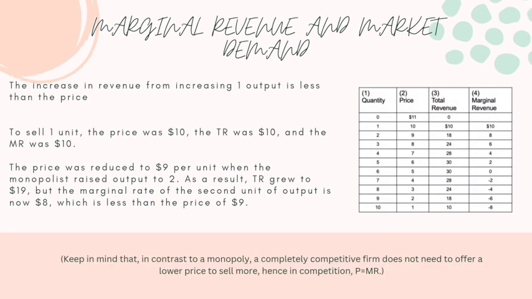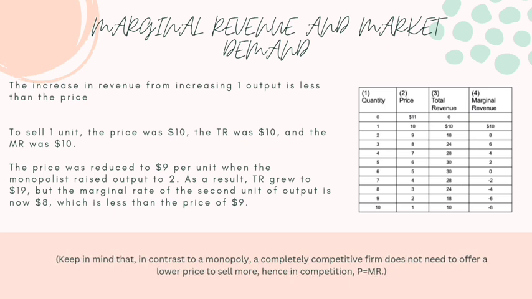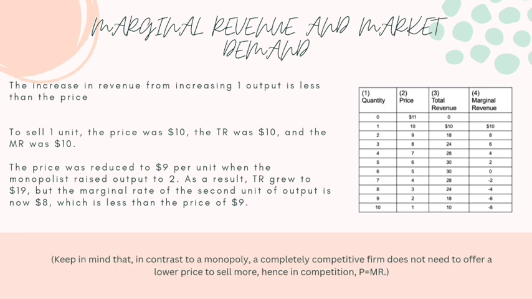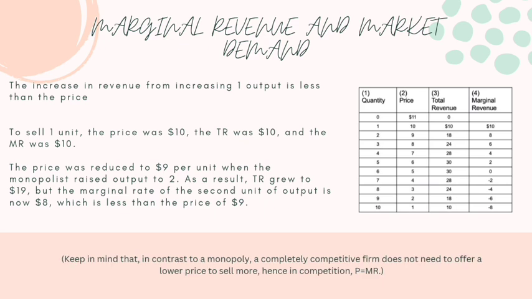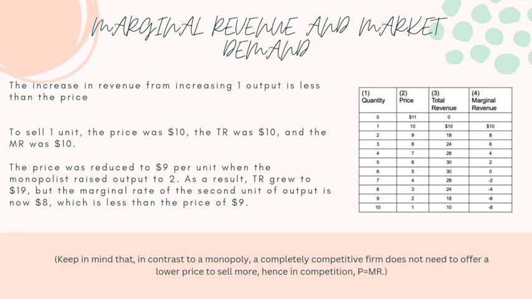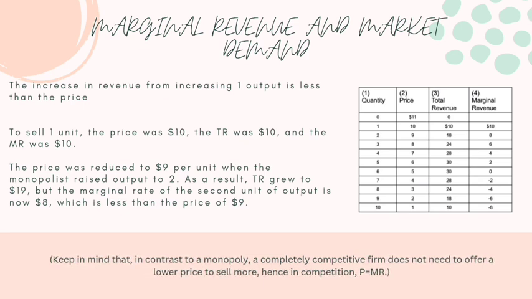Next, marginal revenue and market demand. The increase in revenue from increasing one output is less than the price. To sell one unit, the price was $10, the total revenue was $10, and the marginal revenue was $10. The price was reduced to $9 per unit when the monopoly raised the output to 2. As a result, total revenue grew to $18, but the marginal revenue of the second unit of output is now $8, which is less than the price of $9. Keep in mind that, in contrast to a monopoly, a perfectly competitive firm does not need to offer a lower price to sell more, hence in competition, P equals MR.